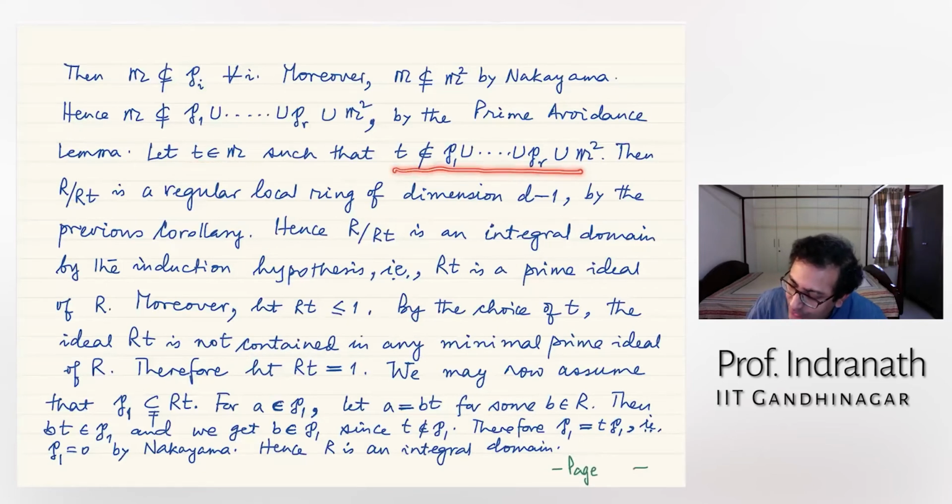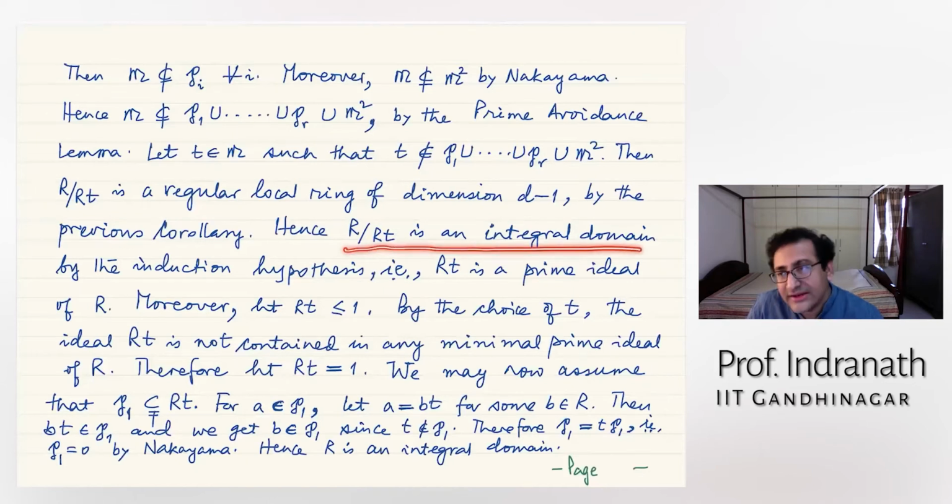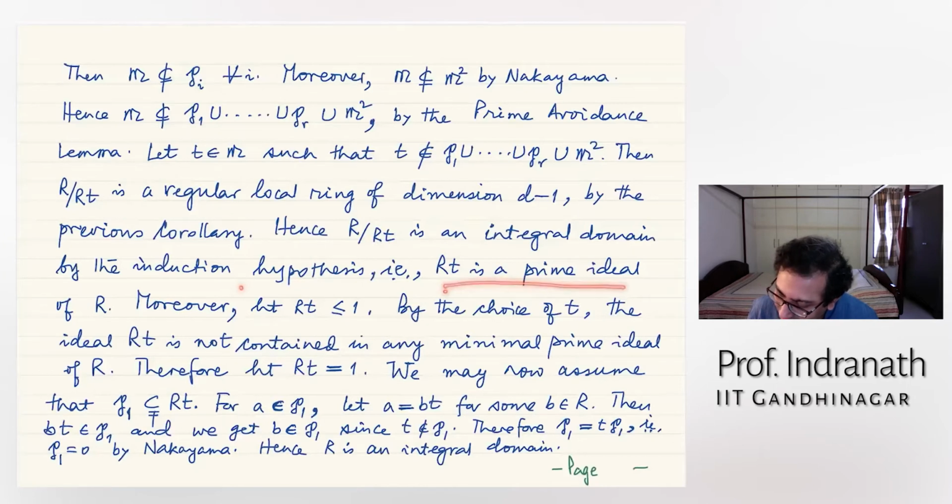And therefore you are done. T is not in M square, and therefore by the previous corollary, it's a regular local ring and the dimension is dropped by 1. I told you, it's the inductive procedure. Every time you will see it keeps coming back. This is the standard way of doing it. So you have an integral domain by the induction hypothesis. Therefore, this is a prime ideal of R, and moreover, height is less than or equal to 1. By the choice of T, the ideal is not contained in any minimal prime ideal of R. Is that clear?